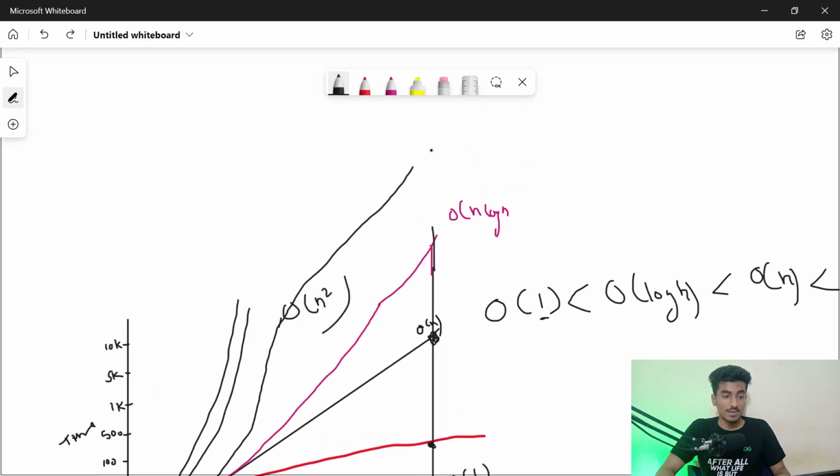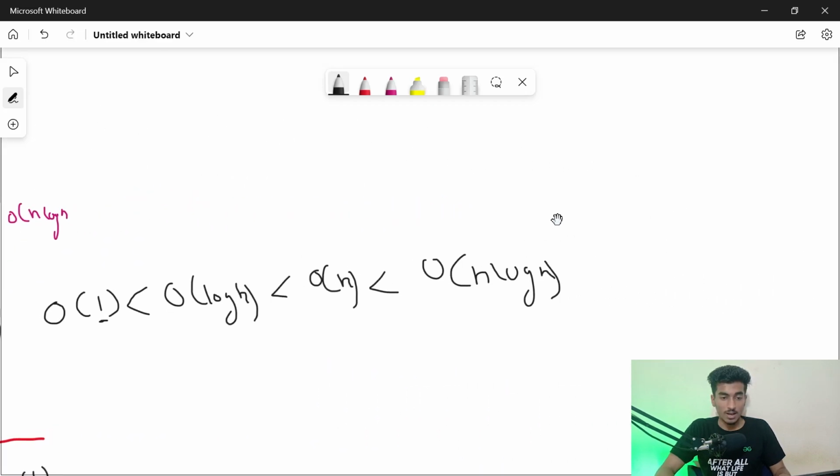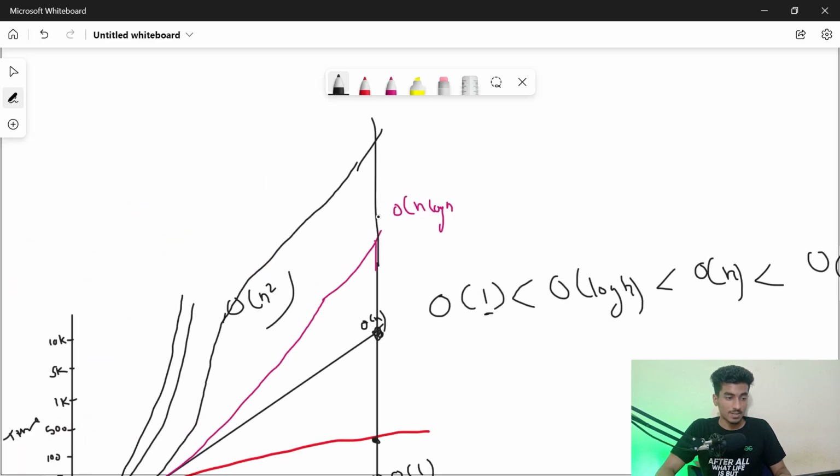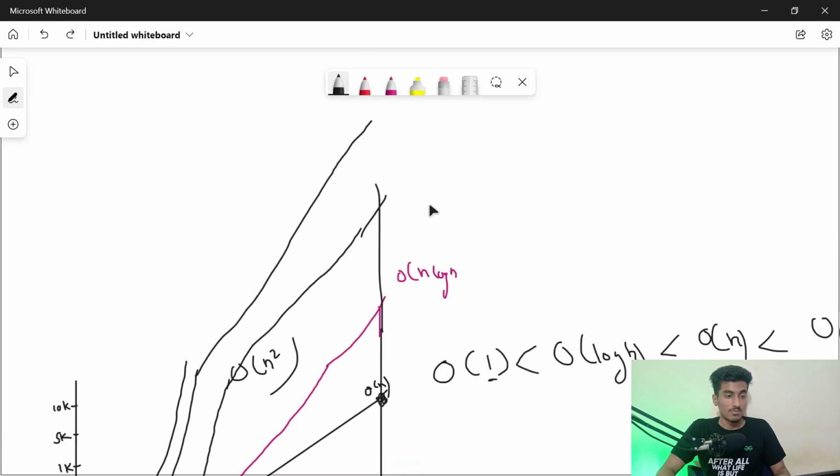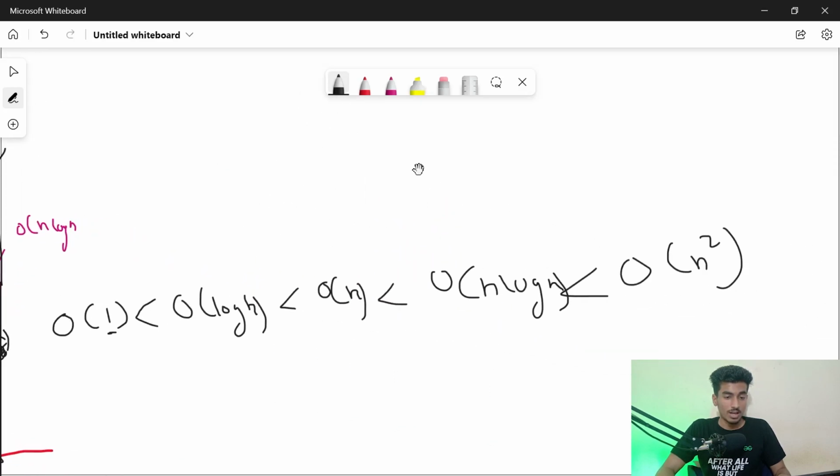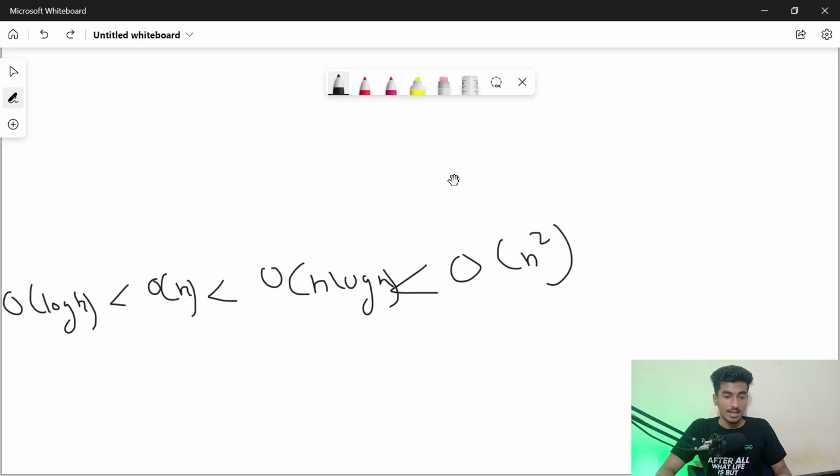So n square will definitely meet there. Don't worry, but it will obviously take time. So n log n is lesser than O of n square. And after n square, we have n cube. So n cube will also reach there. Somewhere it will definitely reach that value. And that means n square is lesser than O of n cube.